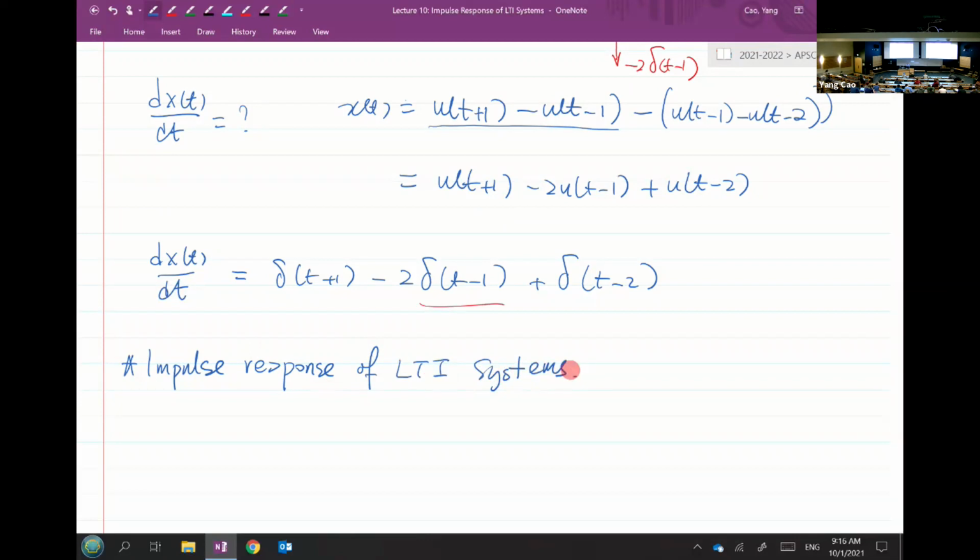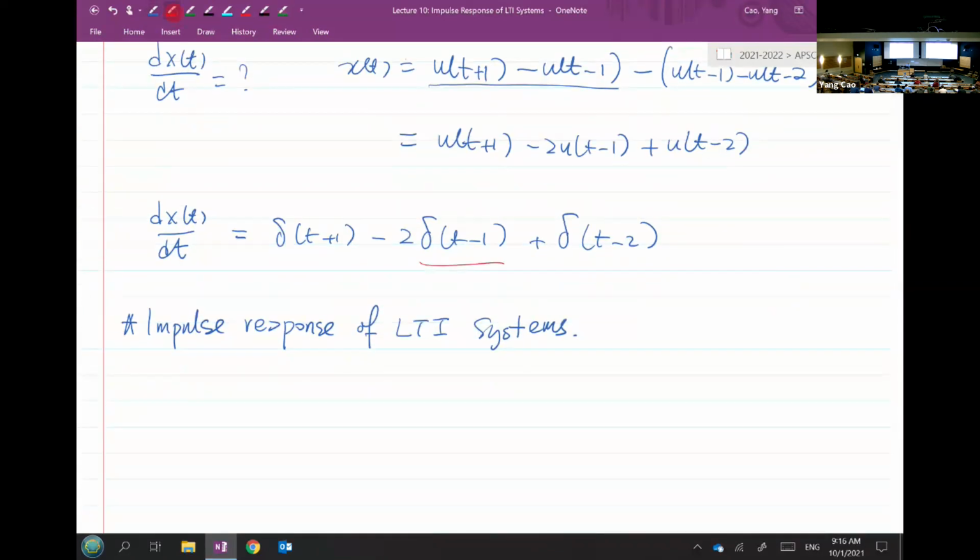Impulse response of LTI systems. First, I think I need to clarify. I find that people often get confused at this point about what impulse response means. So this part here. Maybe more generally, what does response mean, of a certain system?